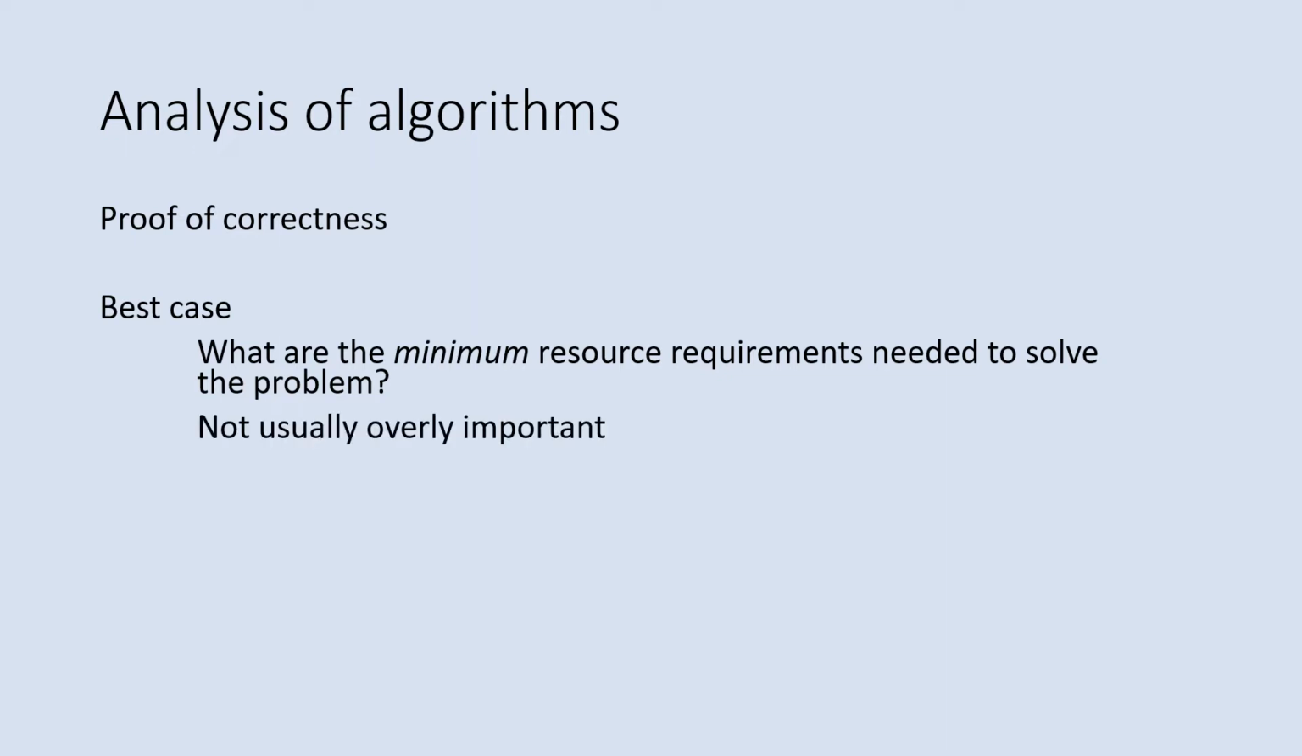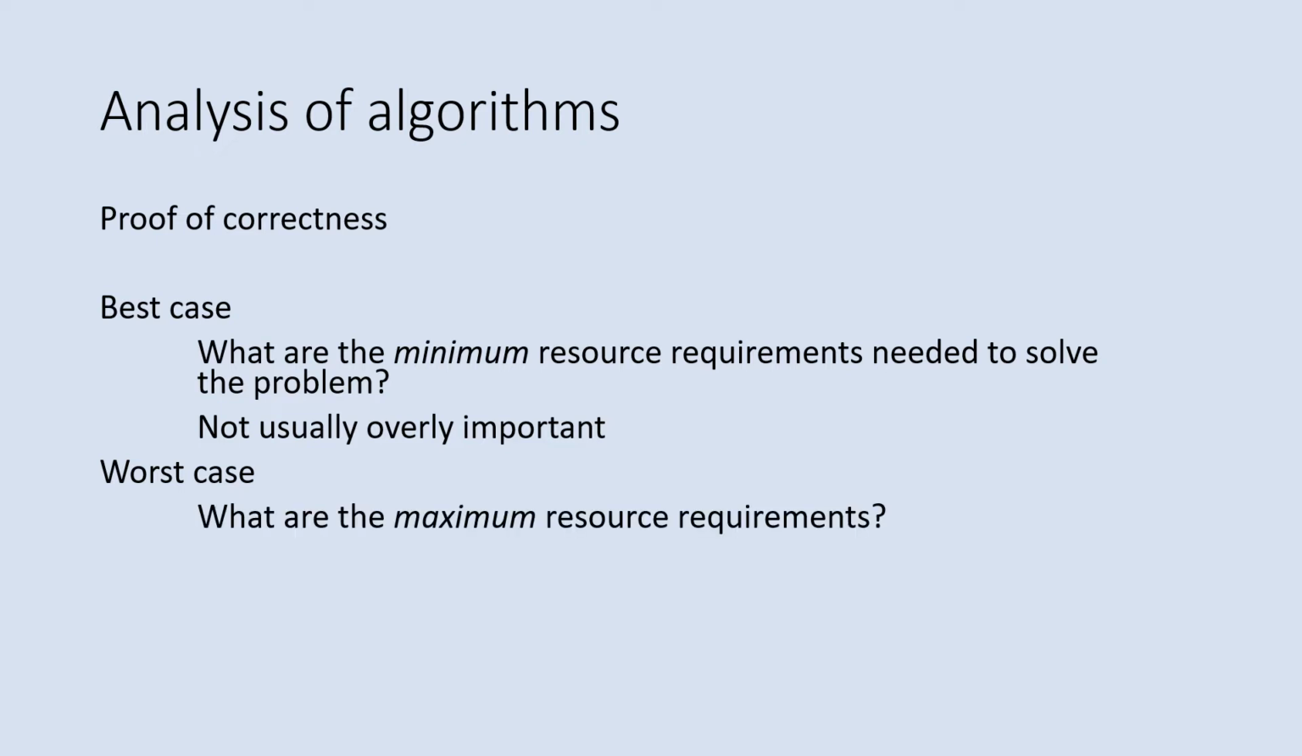And so we don't spend a lot of time looking at the best case analysis in most situations. What we tend to look at would be the worst case scenario. What are the maximum resource requirements to solve the problem? Because if we know what the maximum resource requirements are, and we have provided those resources, then if we're lucky enough to get a best case, then we know that we're prepared for that. If we only ever prepared for the best case, then the worst case would come along and we would not be prepared for it at all.